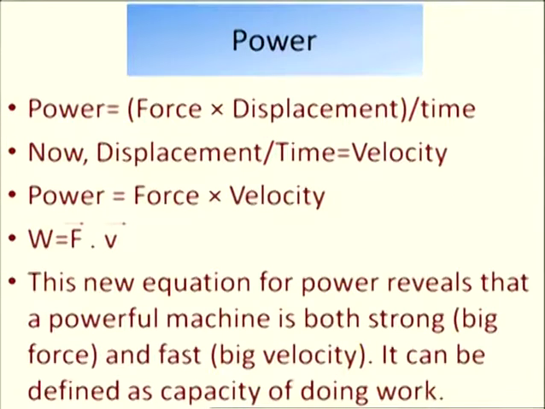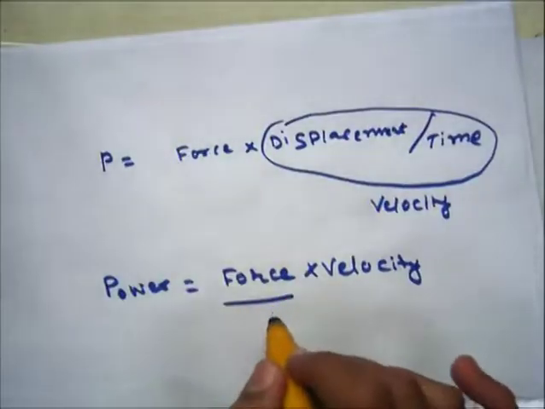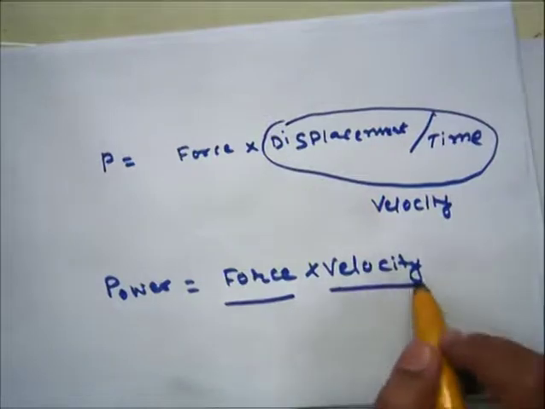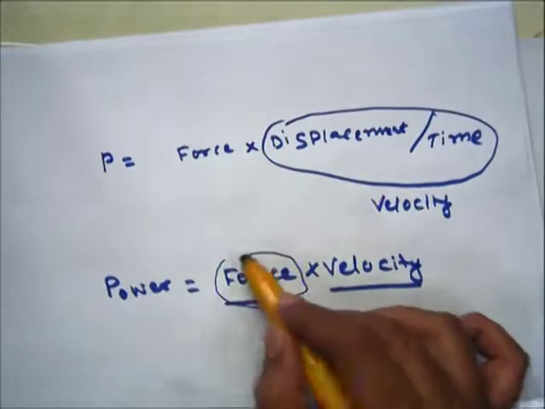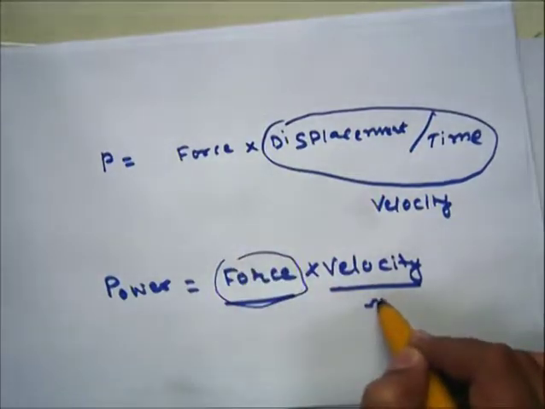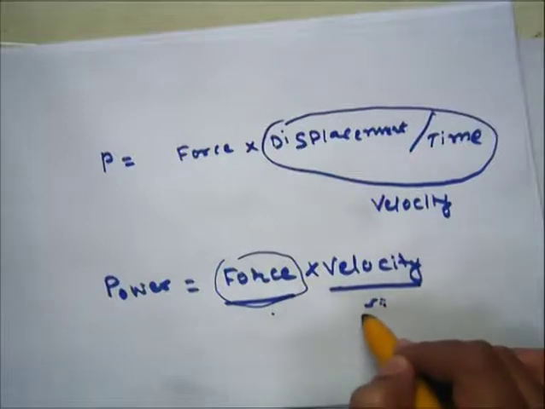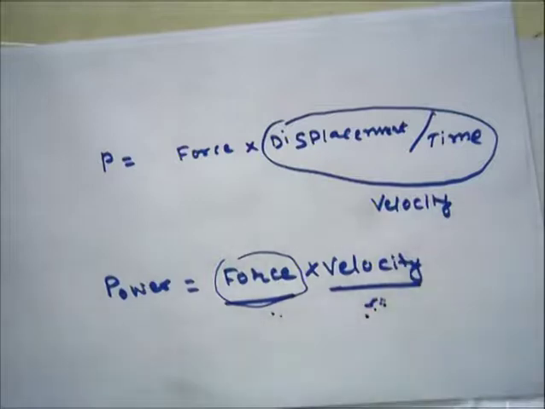This new equation of power reveals that a powerful machine is both strong and fast. It is either big force or big velocity, and it can be defined as the capacity of doing work. Again, see here, power can be increased with force or velocity. If some machines are capable of applying more force but with less velocity, then it is not a powerful machine. So both factors we have to consider, force and velocity.